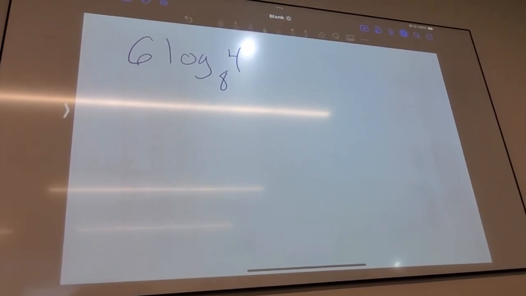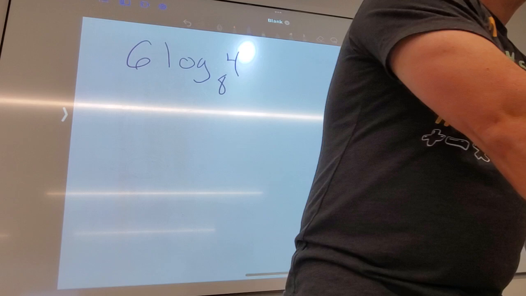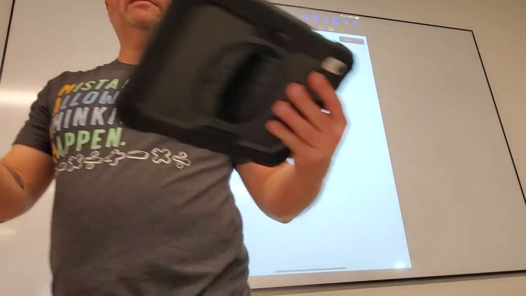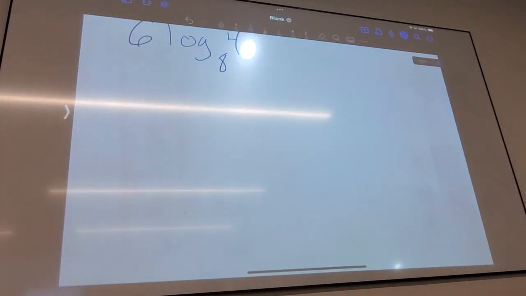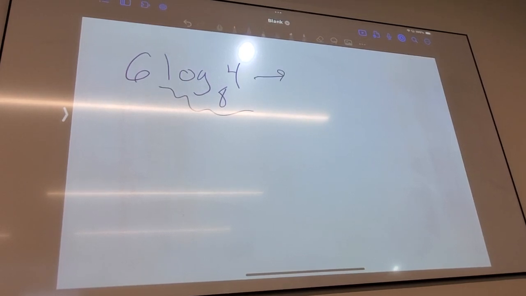First thing I'm going to do is not worry about the 6 at first. It's just going to come along for the ride. If I can figure out what log base 8 of 4 is, I can then multiply it by the 6. So I'm going to focus on this part, and do this on this side.